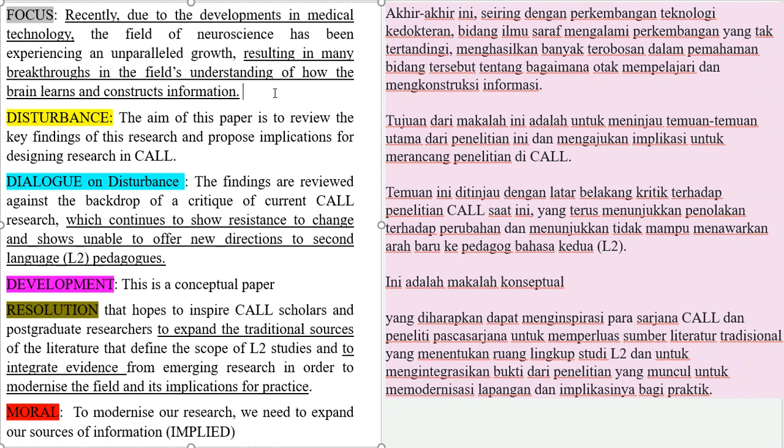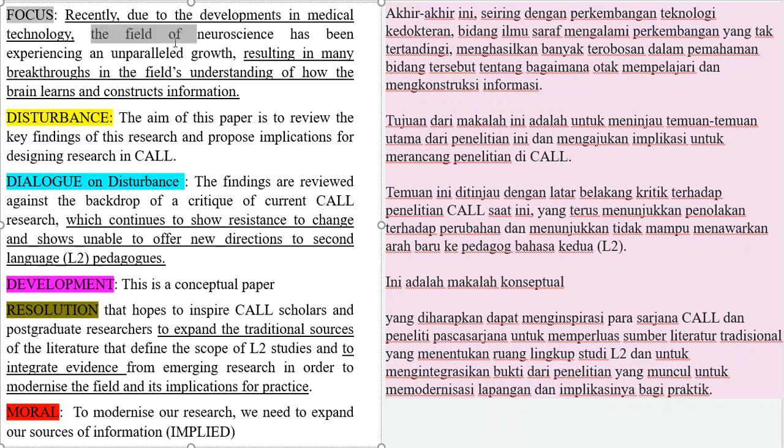Clearly, there are word groups here that we could have gotten rid of, right? But for some reason, the author kept them in. So what's the most important structure here? Recently, we could get rid of. Due to the developments in medical technology, we could get rid of, right? So we could strike them all out. I'm not striking them out, I am just underlining them today, okay? So instead of striking them out, I'll just underline the things that don't need to be here.